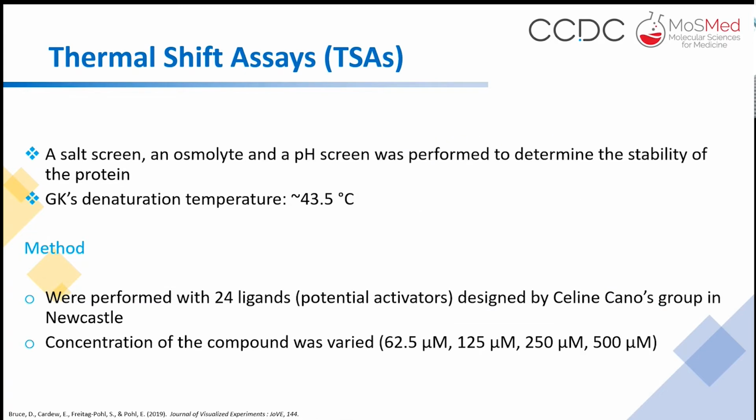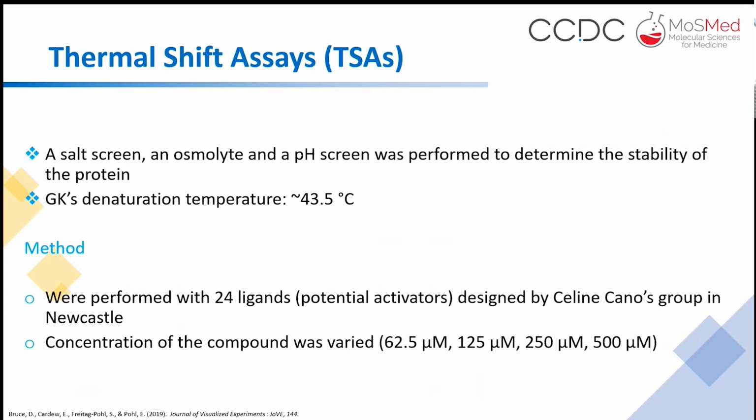And the 2 main uses, or what I used thermal shift assays for in this case, I used it to determine what conditions help my protein be stable. So I ran a salt screen, an osmolyte, and a pH screen to determine what conditions I could use later on for crystallization that would allow me to get good crystals. And I also determined the denaturation temperature, which is around 43.5 Celsius.